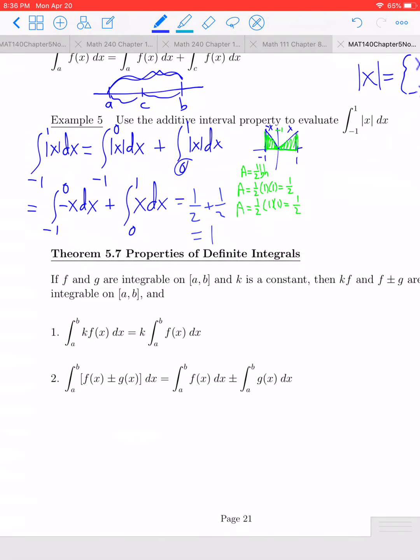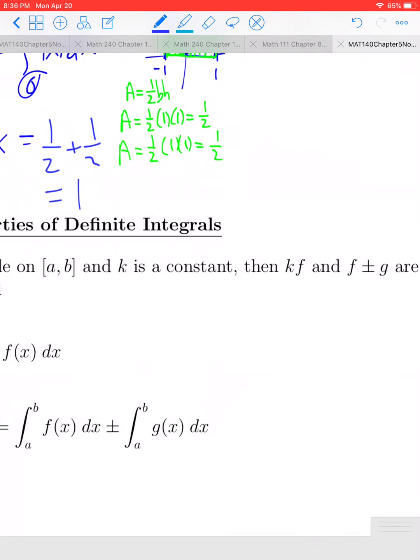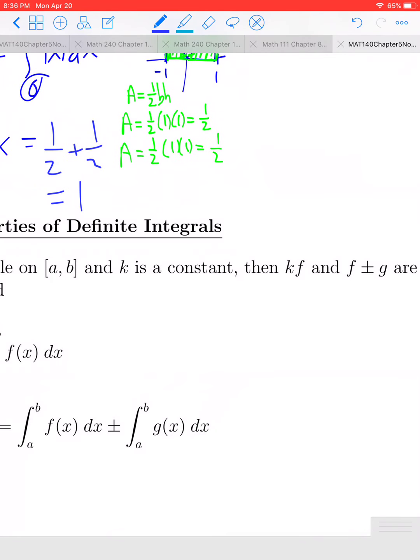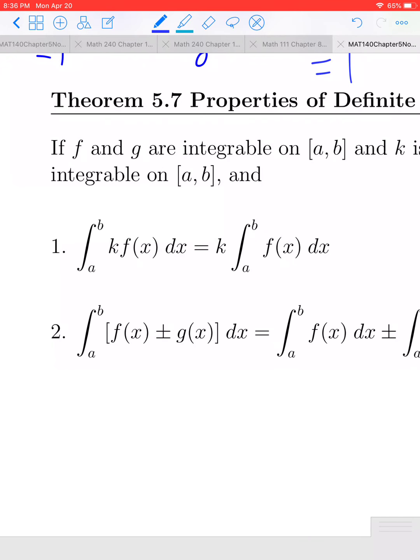Let's take a look at Theorem 5.7, properties of definite integrals. Suppose that f and g are integrable on a closed interval a to b, and k is any constant. Then k times f, and the sum or difference of f and g, are all going to be integrable on a to b, and the following properties hold. The first property is essentially a constant multiple rule that says if you have a constant times an integrand in a definite integral, then we can move that constant to the outside as a constant multiple.